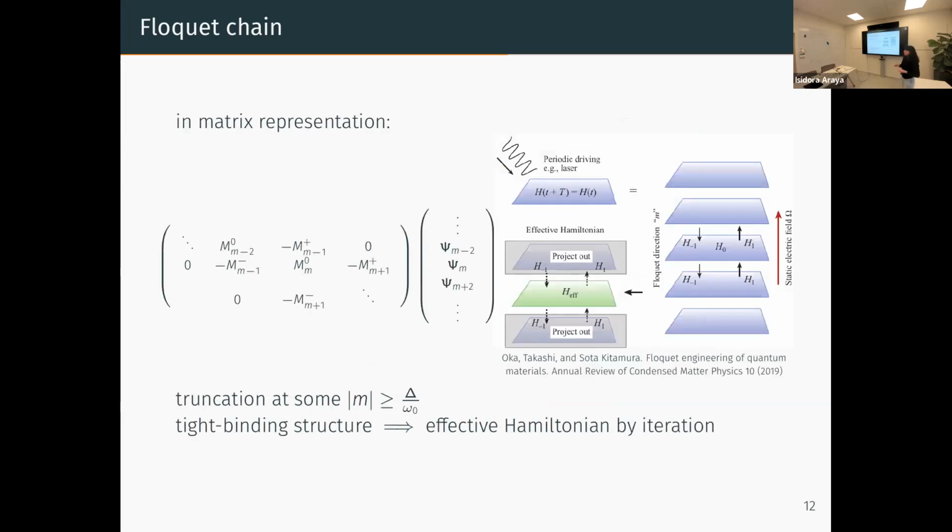And the nice thing about a tight binding chain is that it gives us this tridiagonal block structure, and once you put a cutoff somewhere, you can then iterate and get an effective Hamiltonian. This is something that I think is very common when you do Floquet engineering. It's very similar, but the nice thing is that in the end you get just recursive relations which are easy to calculate numerically.